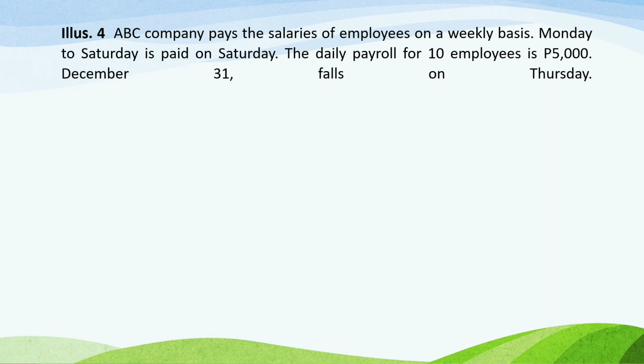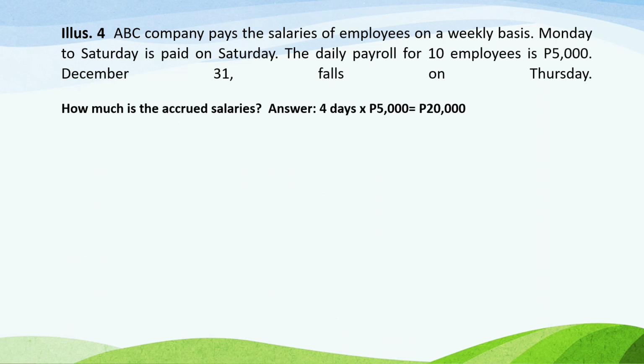Illustration 4. ABC Company pays the salaries of employees on a weekly basis. Monday to Saturday is paid on Saturday. The daily payroll for 10 employees is 5,000. December 31 falls on a Thursday. How much is the accrued salaries?